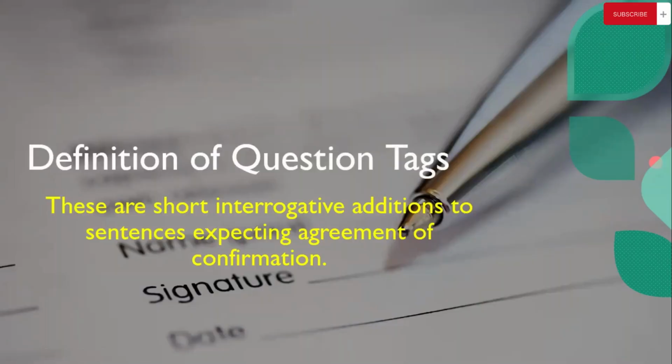What are question tags? Question tags are short questions added to the end of a statement to turn it into a question. They are a great way to confirm information or seek agreement. Let's explore how to form them.